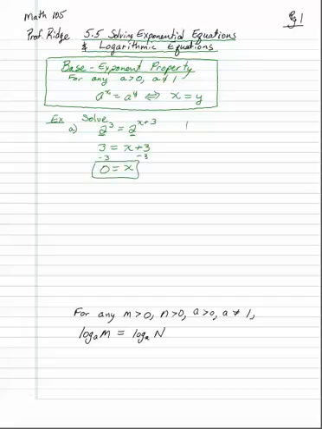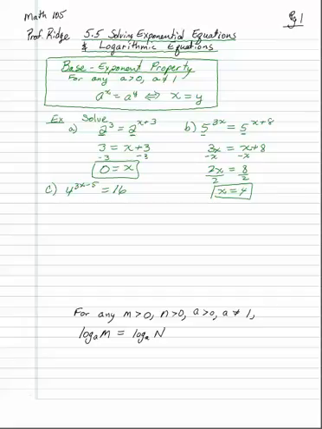Now let's try another one. If I had 5 to the 3x equals 5 to the x plus 8, again, if the bases are the same, the only way the left and right expressions can be equal is if the exponents are equal. So we drop the bases and say 3x equals x plus 8. Now solve this equation. We get 2x equals 8. Divide both sides by 2. x equals 4.